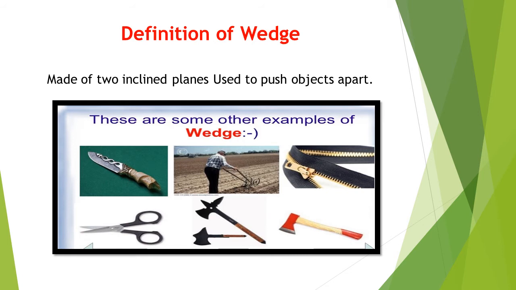Our last example of a simple machine is the wedge. A wedge is made of two inclined planes used to push objects apart. When two inclined planes are combined end to end, that is called a wedge. Examples of a wedge are a knife, scissors, an axe, and a zip. With the help of a wedge you can split two things or any object apart, and daily life examples are a knife, axe, and scissors.